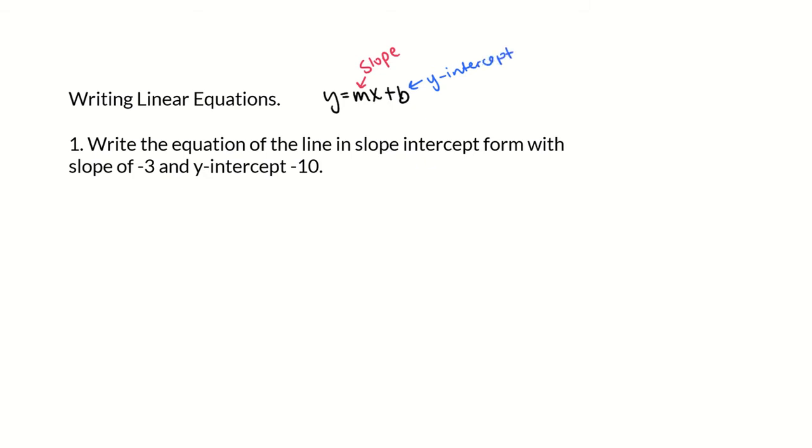So in this problem, we have that the y-intercept b is -10 and that the slope is -3. So we just plug in those two values and we get y equals -3x plus -10, or just -10. And that is our equation in slope-intercept form, y equals -3x minus 10.